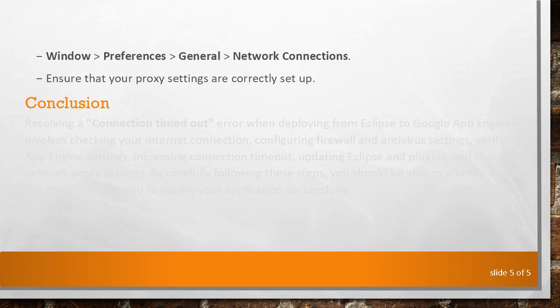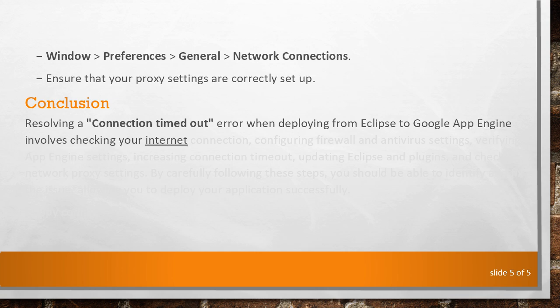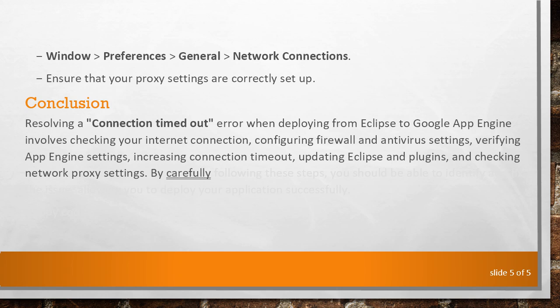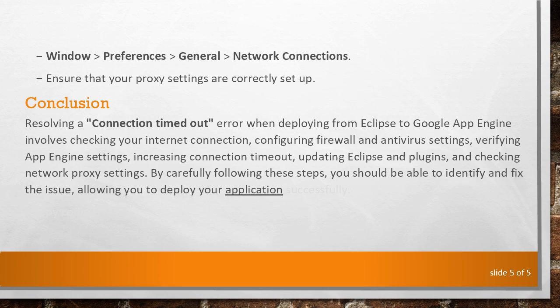Conclusion. Resolving a connection timed out error when deploying from Eclipse to Google App Engine involves checking your internet connection, configuring firewall and antivirus settings, verifying App Engine settings, increasing connection timeout, updating Eclipse and plugins, and checking network proxy settings. By carefully following these steps, you should be able to identify and fix the issue, allowing you to deploy your application successfully. Happy coding!